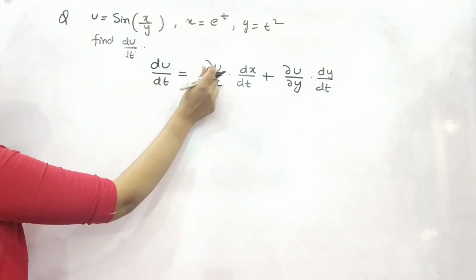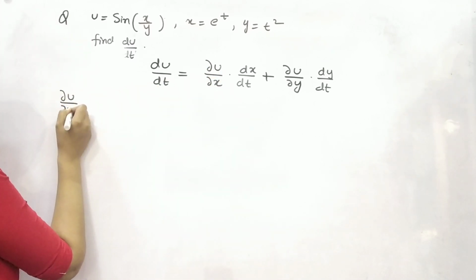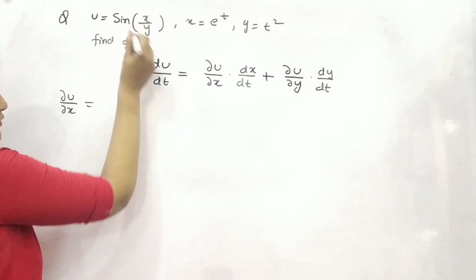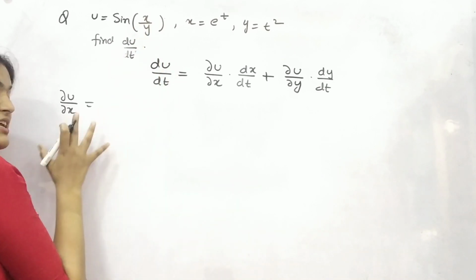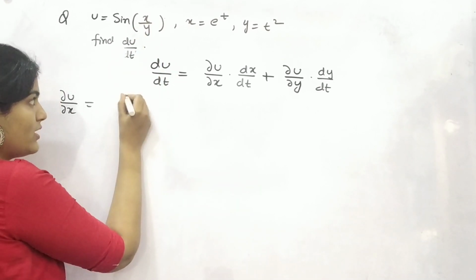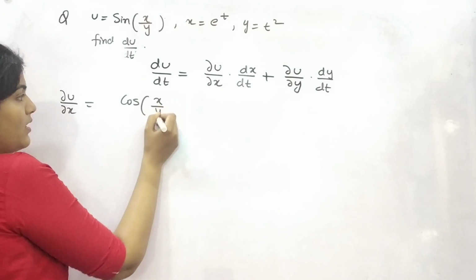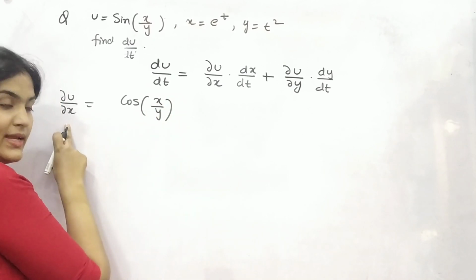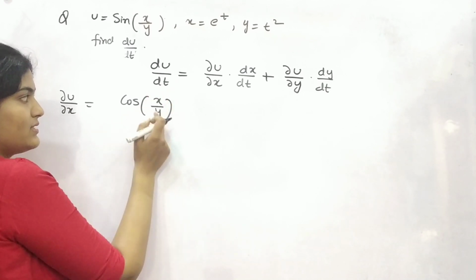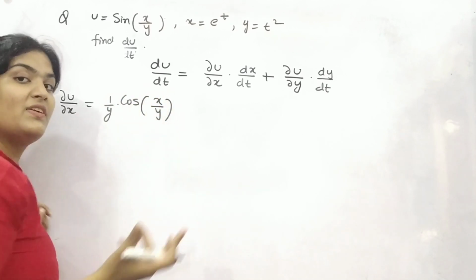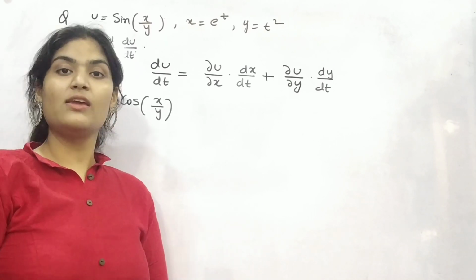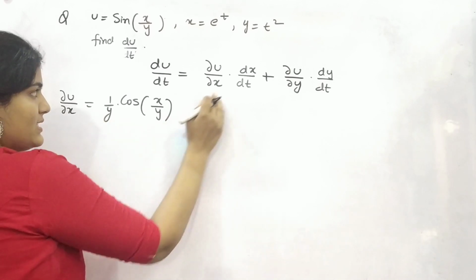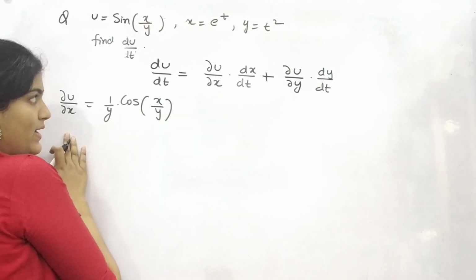Let's begin. So du by dx means partial differentiation of u with respect to x. Okay, so what it would be: sine theta, differentiation of sine x is cos x, because you are partially doing it with respect to x. So differentiation of this is 1 by y, right? Because differentiation of x is 1 and we are taking y as constant, so 1 by y. Okay, this is du by dx, partial differentiation of u with respect to x.